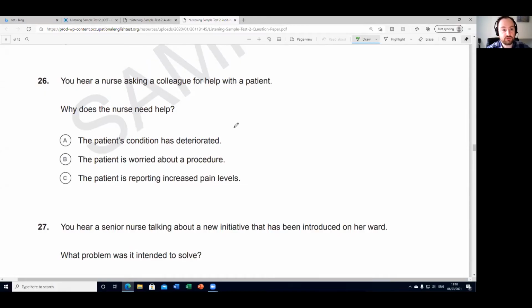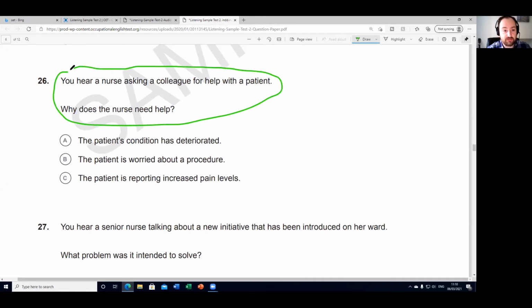Okay, so moving on to recording 26, question 26, and the recording to go with it. So let's follow our procedure again for this. So first of all, we're going to look at this information here and try to figure out if this is probably testing gist or specific information. You hear a nurse asking a colleague for help with a patient. Why does the nurse need help? So again, this strikes me as probably being specific information, because it's not asking about the purpose of the speech or the dialogue. It's focusing on one specific part. So it's probably specific information in this case.